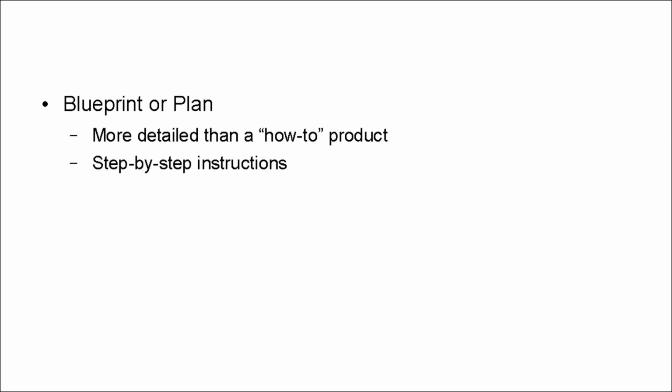And then there are blueprints or plans. A blueprint or a plan is more detailed than a how-to product, and they give step-by-step instructions. They're also organized in a very easy to follow manner, so somebody can follow the steps and achieve a recognized outcome. And finally, there are case studies.